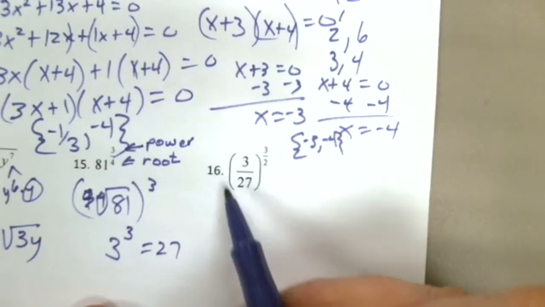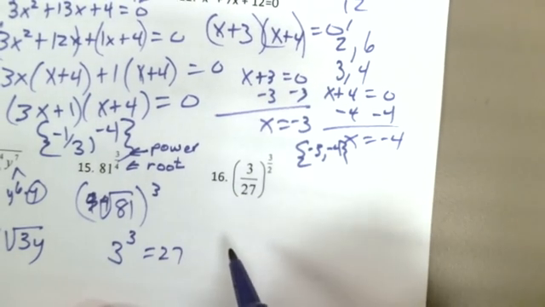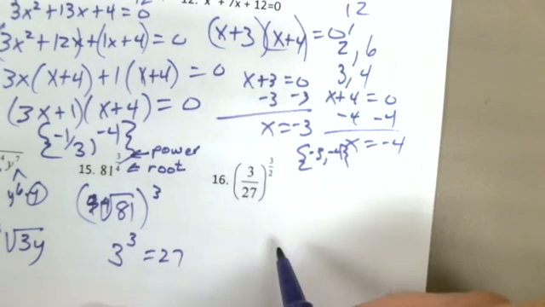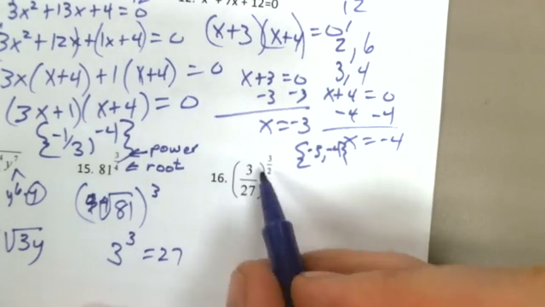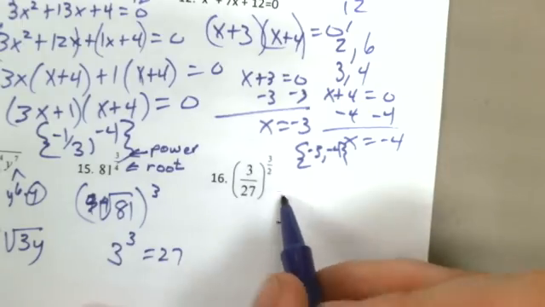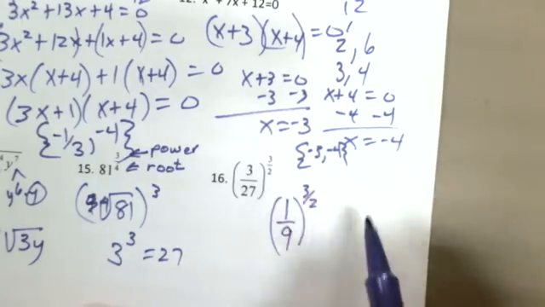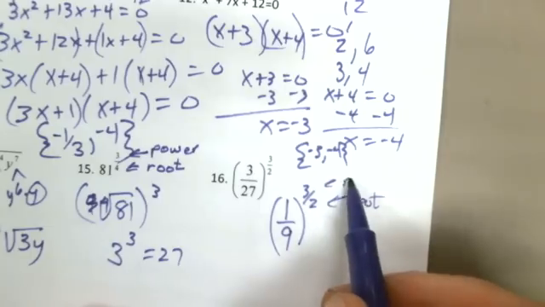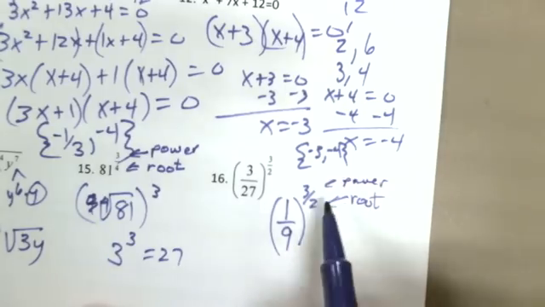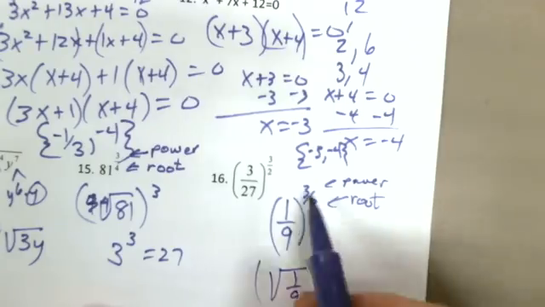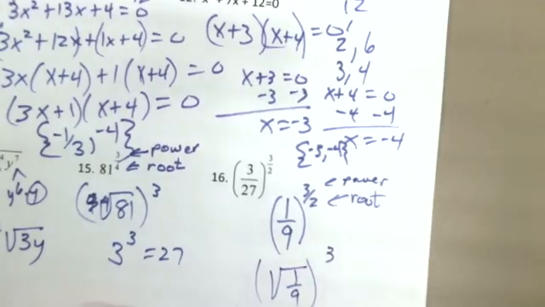For number 16, it's the same kind of thing except it's a fraction. If you notice, we can simplify the fraction even before we start the powers. So I'm going to simplify. 3 over 27 simplifies to 1/9. Remember, the bottom number is the root, top number is the power. So I'm going to take the square root of 1/9, get that answer, and cube it.